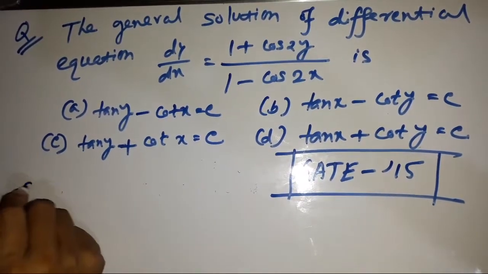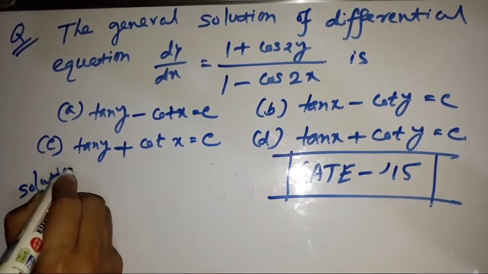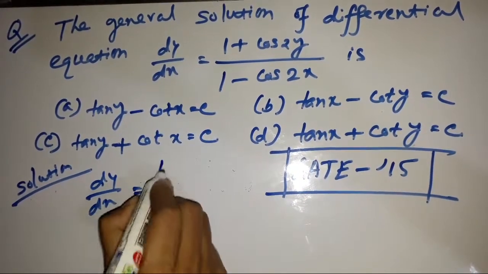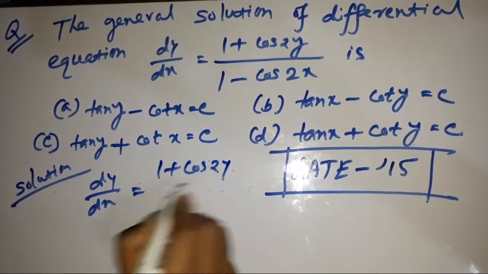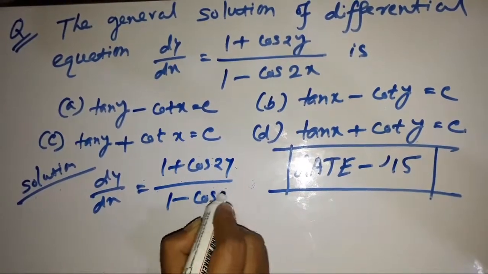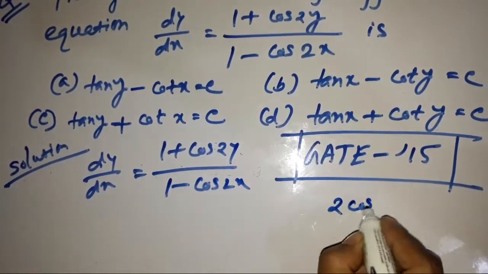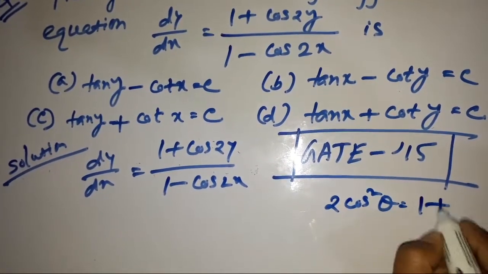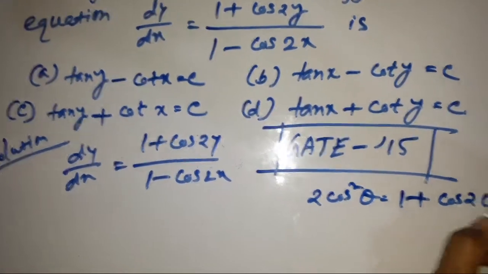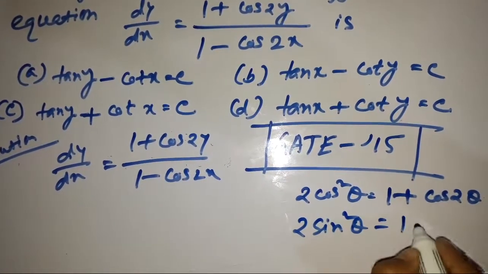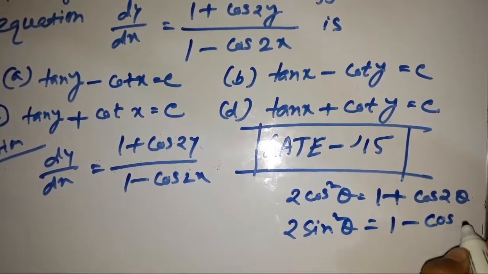So, the solution: let us take the equation dy/dx = (1 + cos 2y)/(1 - cos 2x). We know the formula: 2 cos² θ = 1 + cos 2θ, and 2 sin² θ equals how much? 1 - cos 2θ.